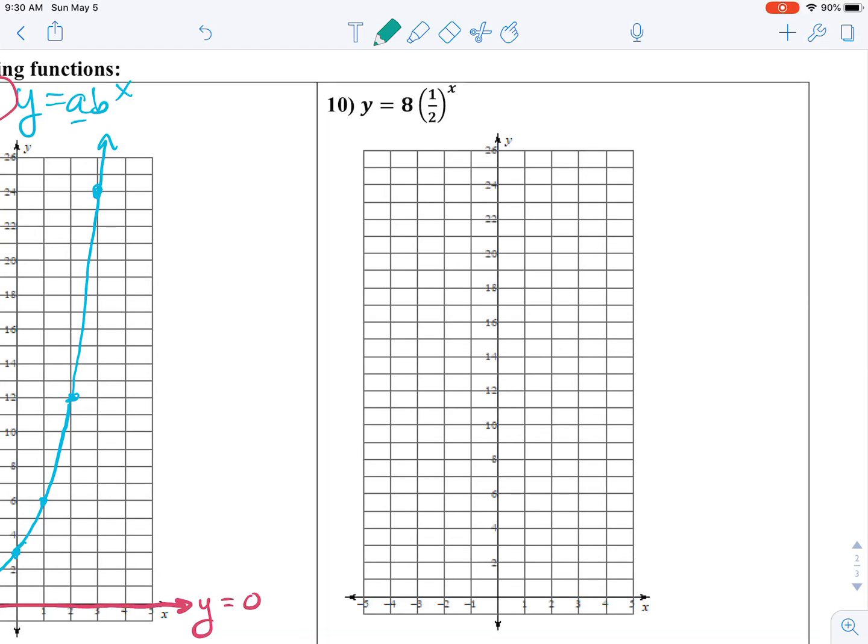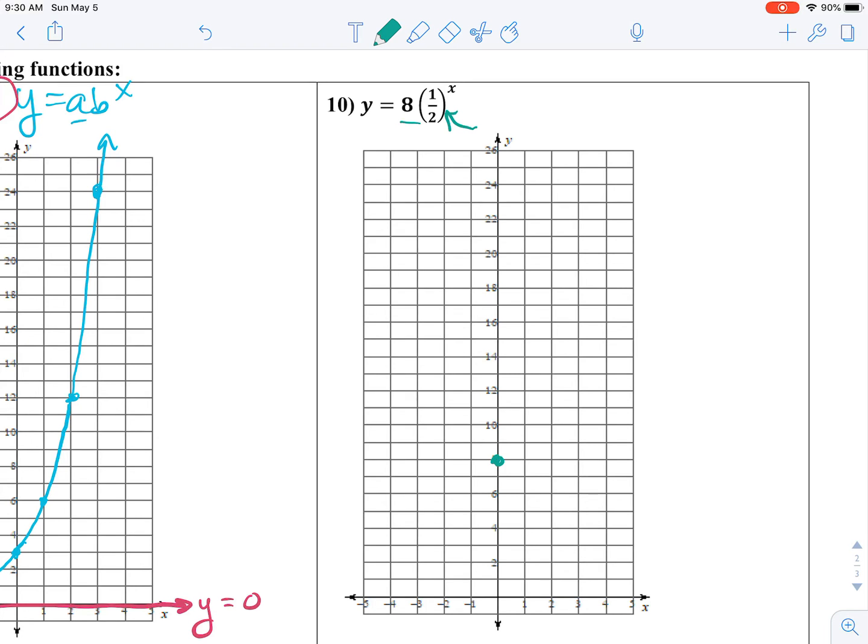For number 10, I can tell this is an exponential decay problem because of the value of b here. Since b is a number smaller than 1, I know that my values are going to be decreasing. So let's start with the starting point at 8, right here, and let's decrease it by a half every time.